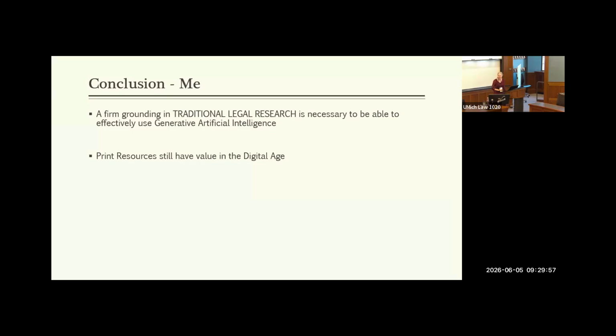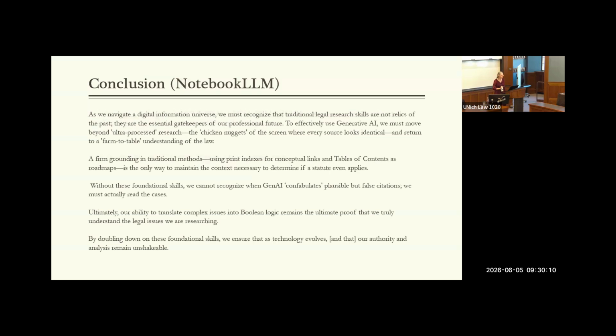So this is the conclusion I started with. A firm grounding in traditional legal research is necessary to use generative artificial intelligence effectively. And print resources still have value in the digital age. This is what NotebookLM said, oops, it's not an LLM, it's just 1L. As we navigate a digital information universe, we must recognize that traditional legal research skills are not relics of the past. They are the essential gatekeepers of our professional future. To effectively use Gen AI, we must move beyond ultra-processed research, the chicken nuggets of the screen, where every source looks identical, and return to a farm-to-table understanding of the law.